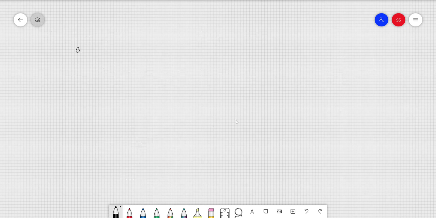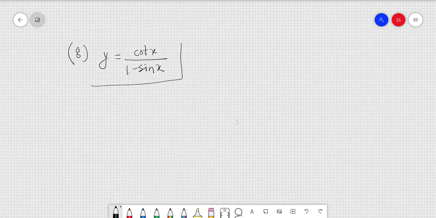There's one more challenging question for you, example number 8. So we have y equals cot x divided by 1 minus sine x. Then how do you find the derivative of these trigonometric functions using the quotient rule?